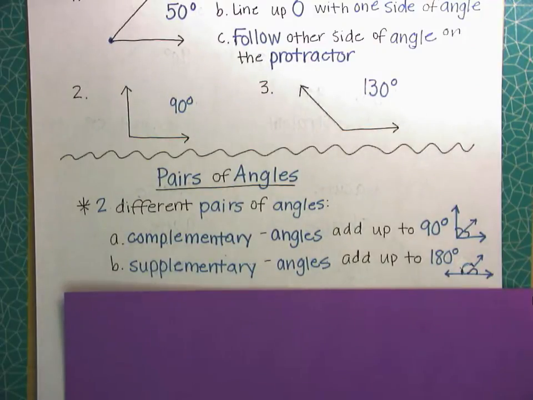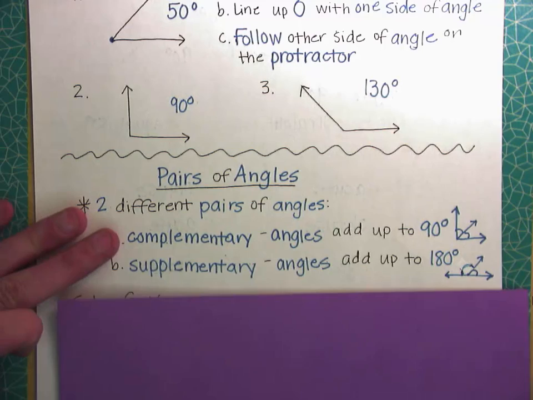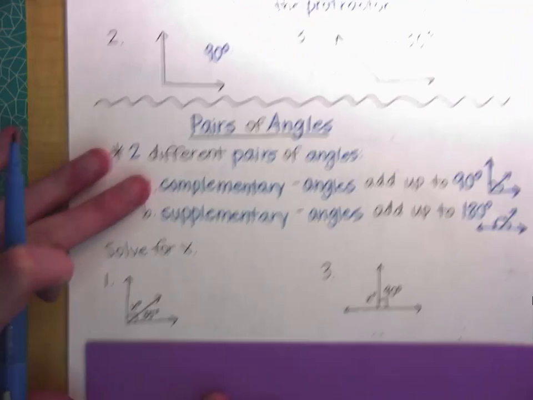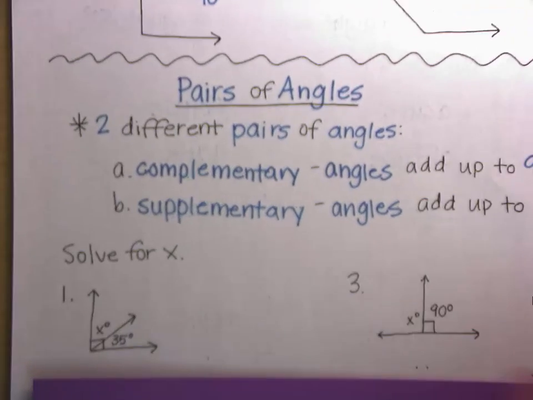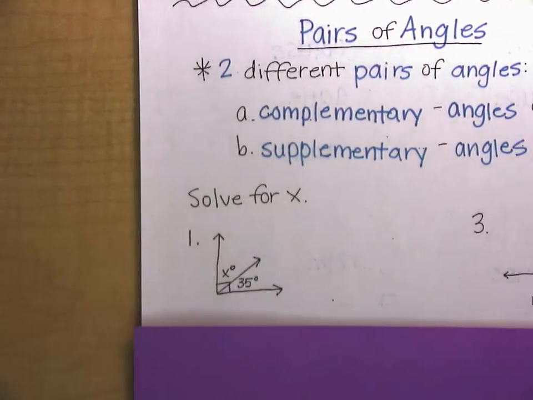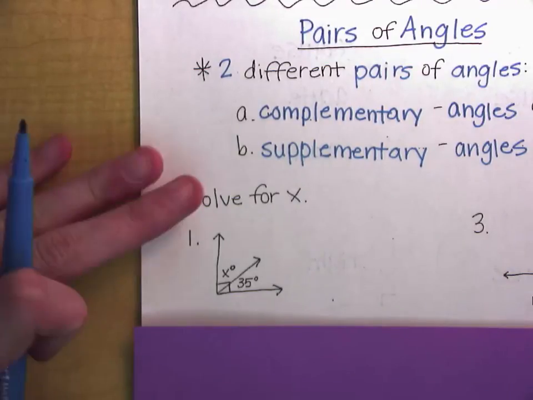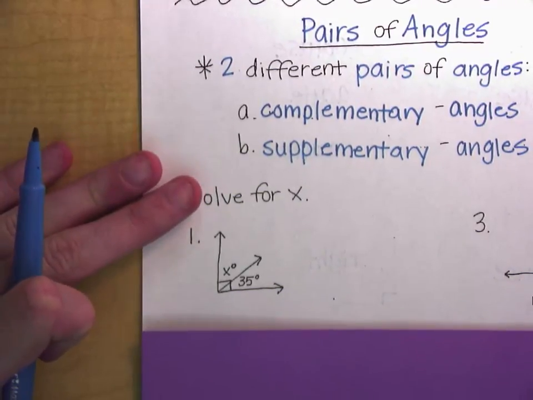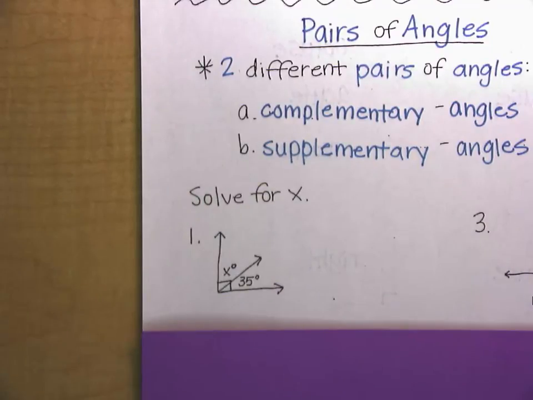So we're going to practice determining the measurements of complementary or supplementary angles. We're going to be given one of the angles, and we're going to have to find the other one. Okay? So like number 1 down here, we'll zoom it in. Just right off the bat, looking at this picture, what type of pair do we have here? Summer?